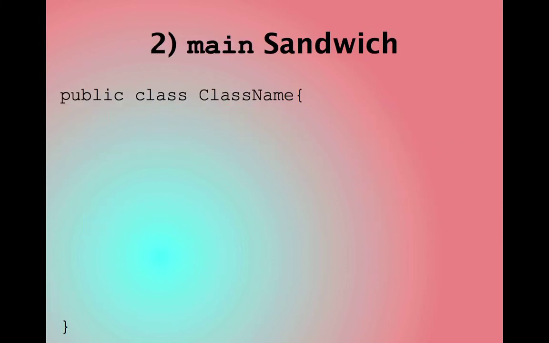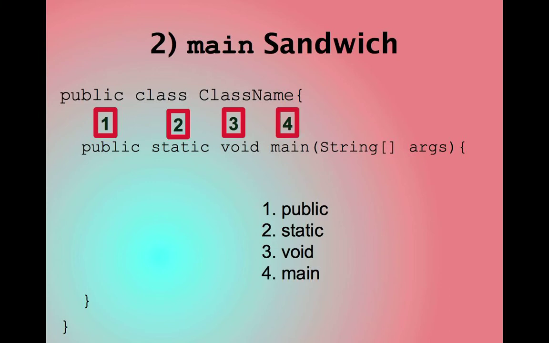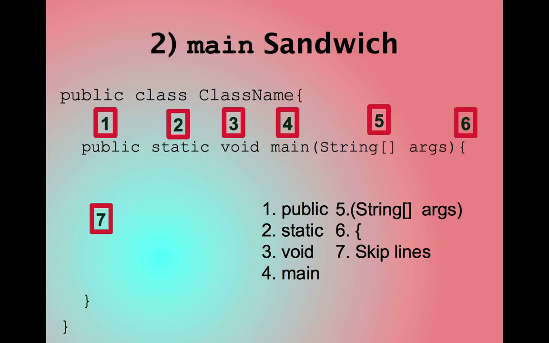Inside the class sandwich, we will have the main sandwich. The word public, all lowercase, static, void, main, open paren, String, capitalized, open square bracket, close square bracket, space, args, close paren, open curly brace, skip lines, and close curly brace. And notice that all the components of the main sandwich are nested inside of the class sandwich.